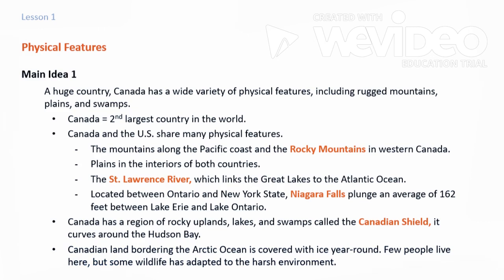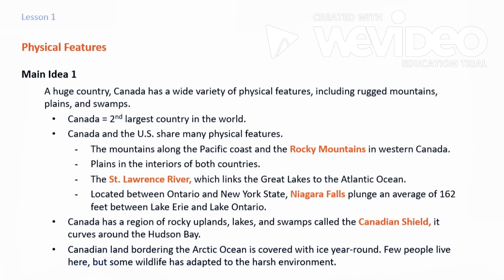The United States and Canada also share a spectacular physical feature called Niagara Falls. The falls are located on the Niagara River between the province of Ontario and New York State. Created by the waters of the Niagara River, the falls flow between two of the Great Lakes, Lake Erie and Lake Ontario. The falls here plunge an average of 162 feet, 49 meters, down a huge ledge. That is higher than many 15-story buildings.